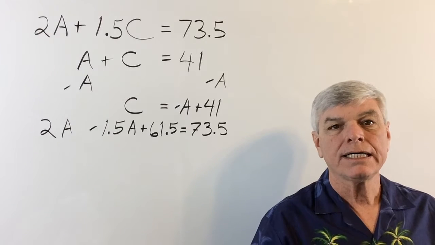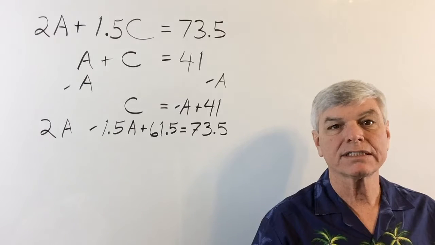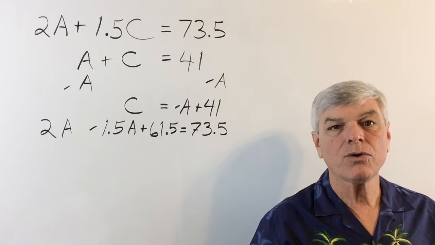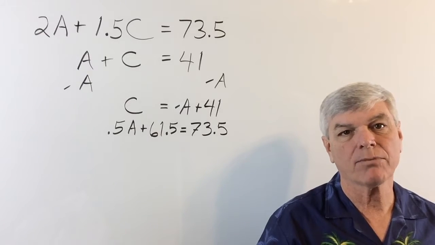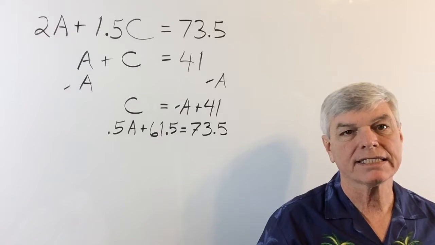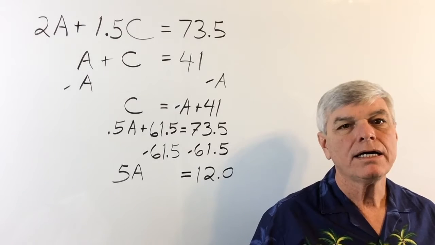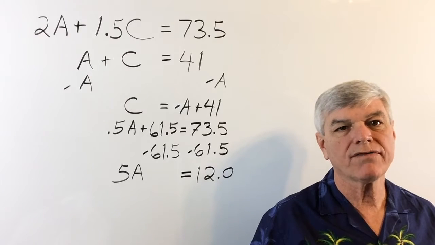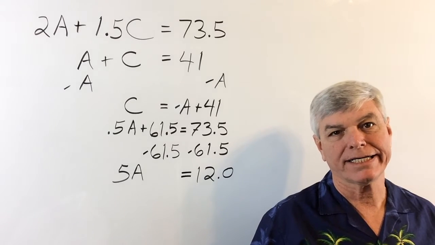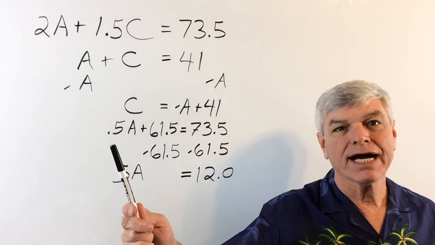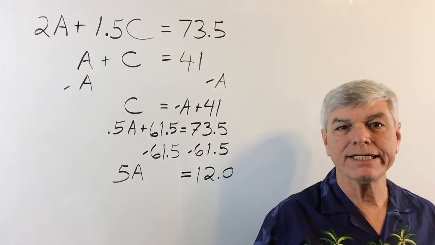41 times 1.5 is 61.5, and that's what we have. Let's add our like terms. 2A minus 1.5A is 1/2A, or 0.5A, and let's get that 61.5 on the other side. Bring all that down, and 5A equals 12. That is 12.0, which is 12. Wait a second. You forgot to bring that decimal down. Don't forget to do that.